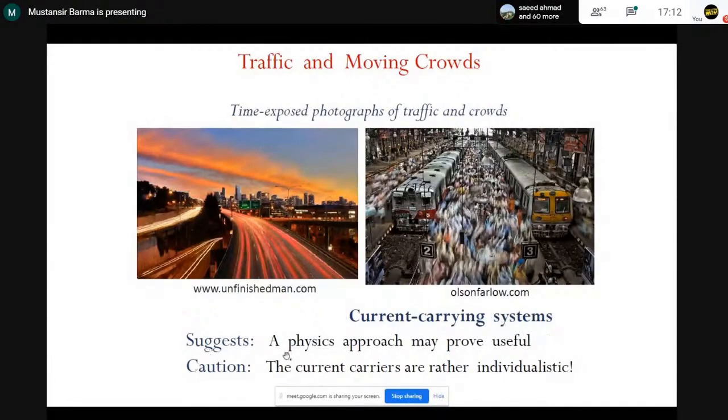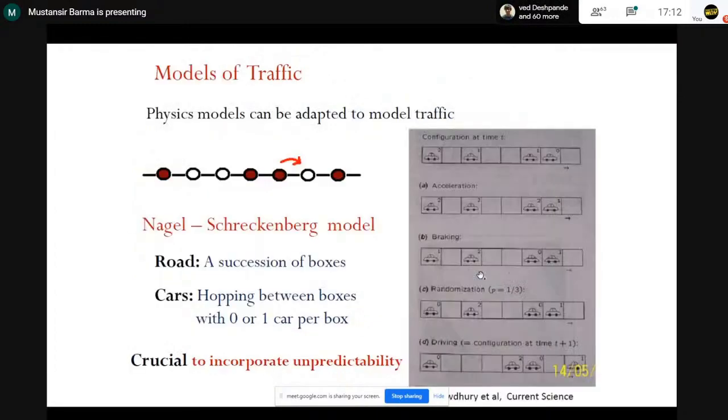So the point is that we have a current in both these cases, but the carriers of the currents are people in this case, cars in that case, but they're rather individualistic. Here is a simple physics model of traffic, which I will not elaborate on, other than to say that it actually is much more successful than you might think. It's called the Nagel-Schreckenberg model. What you imagine is that the road or the space is broken up into cells or boxes, which are a little bigger than the size of a car. And then you can invoke simple rules which incorporate acceleration, et cetera, on this road.